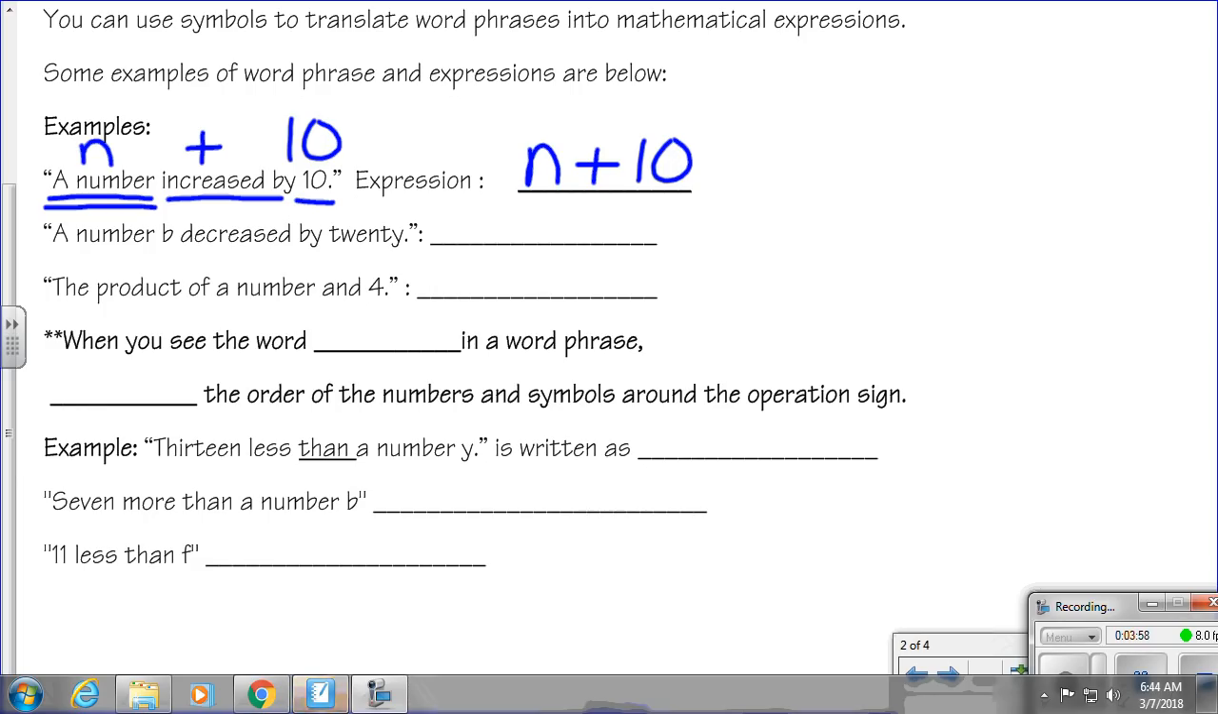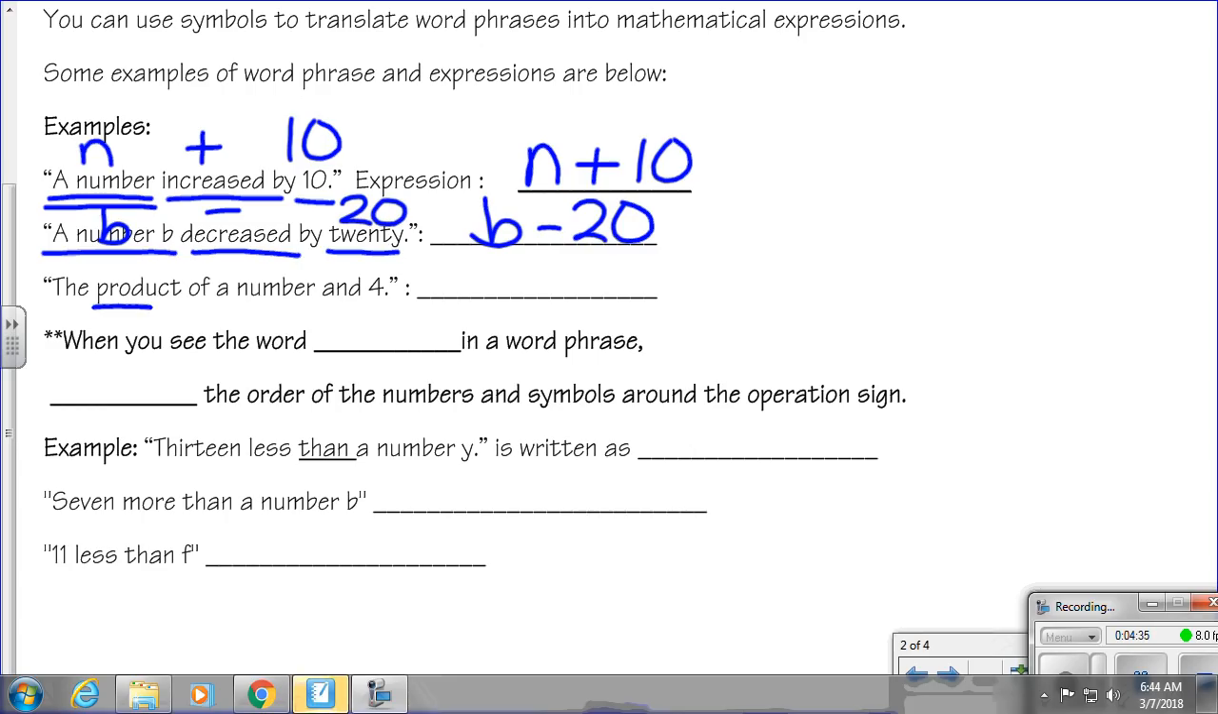Again, we're not making up numbers. We are not solving these. We are just creating them from their words. We are making algebraic expressions. Next example, a number b. This time they are very specific with what letter we are to use. A number b. Decrease means to subtract by 20. A number decreased by 20. A number b, very specific.